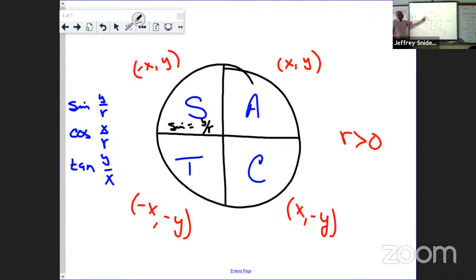Well, what's true in quadrant 1 or quadrant 2? Y is positive and so is r. That's why the sine is positive there. But if I do cosine, cosine is x over r, so it's going to be a negative over a positive, which is a what? Negative. Yes. So that's why the other ones are going to be negatives in this quadrant.